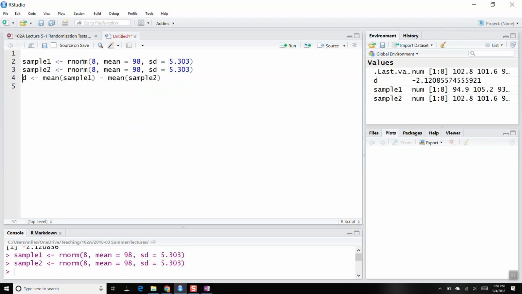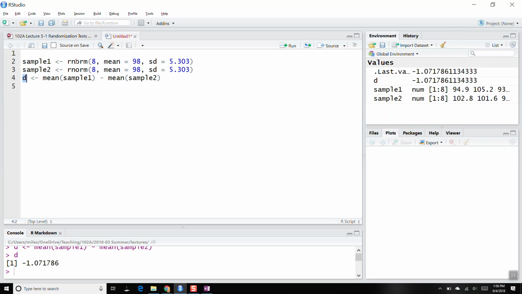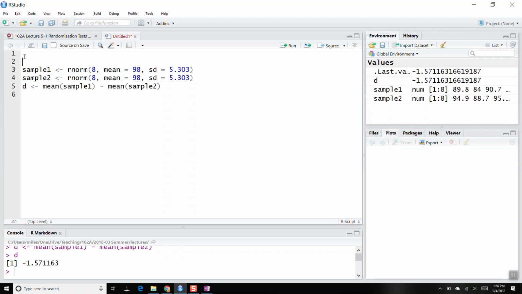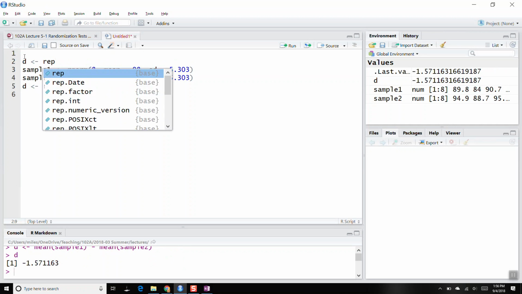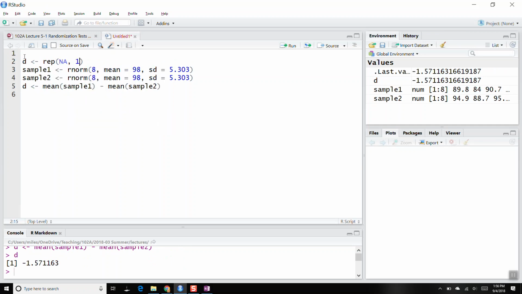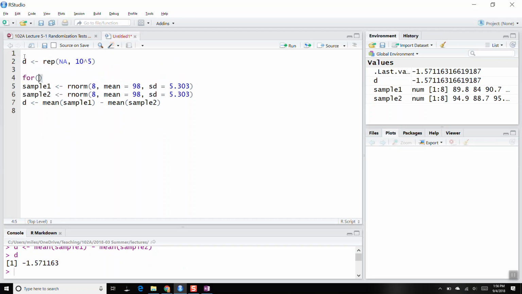Okay, and we can try this again. And we can see what value of d. Here I get -1.57. And basically, let's do this 100,000 times, and then we'll say for i in 1 through length of d. Let's just do this over and over and over, okay? Is that all right?